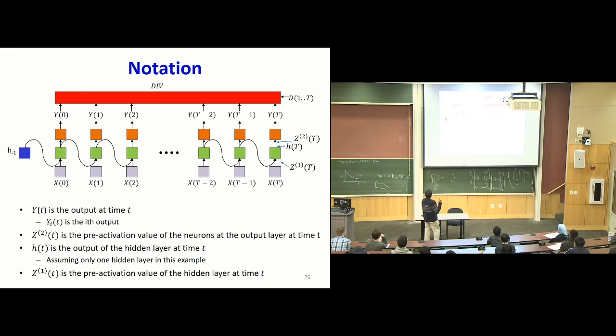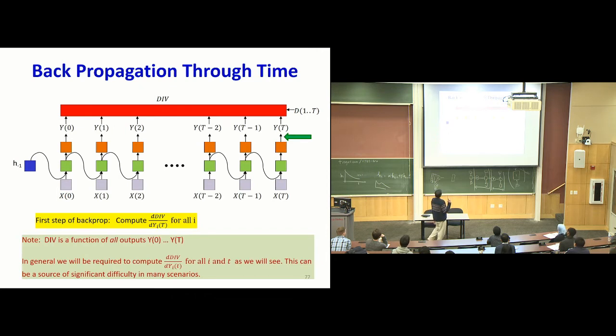So here's how I can compute the backpropagation. The first step of the backpropagation, I'm going to need the derivative of this divergence with respect to each of these outputs. Again, keep in mind that the divergence is a vector function of all of the outputs, right? So if you really wanted to compute the derivative of the divergence with respect to the y's, you're going to have to look at the totality of it.